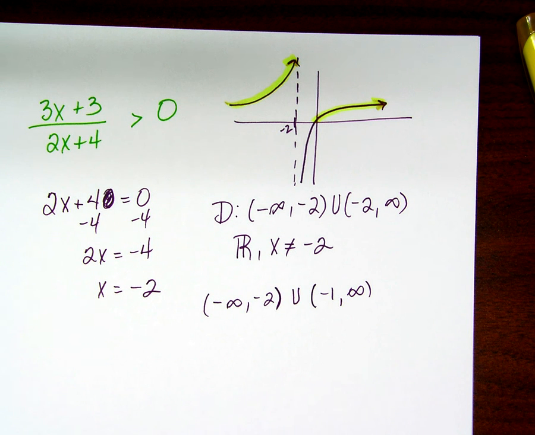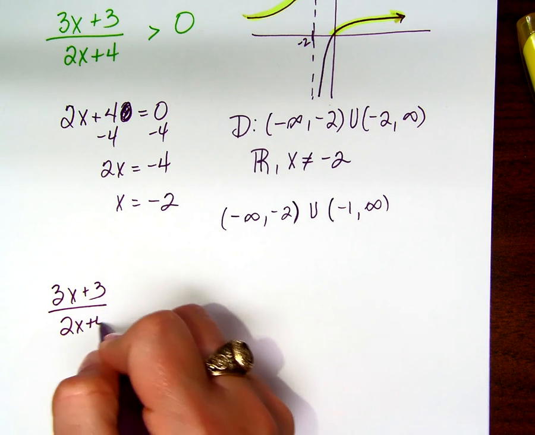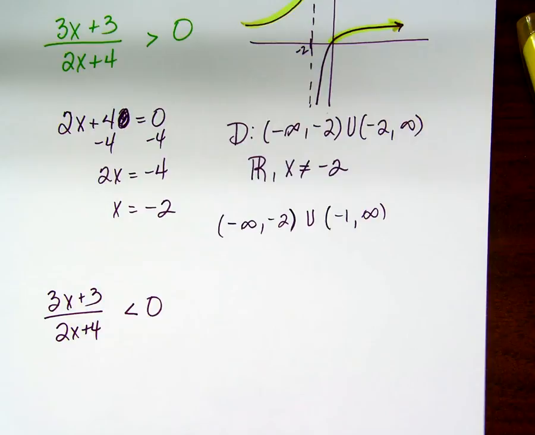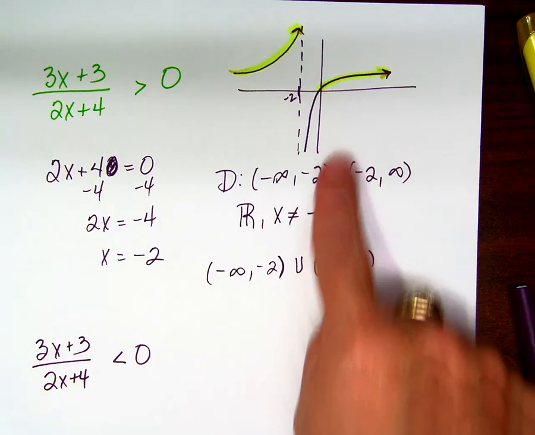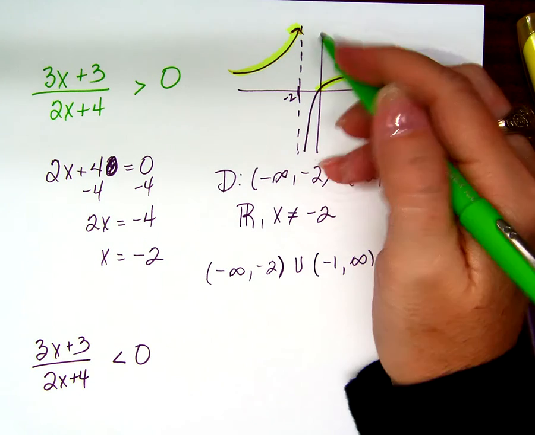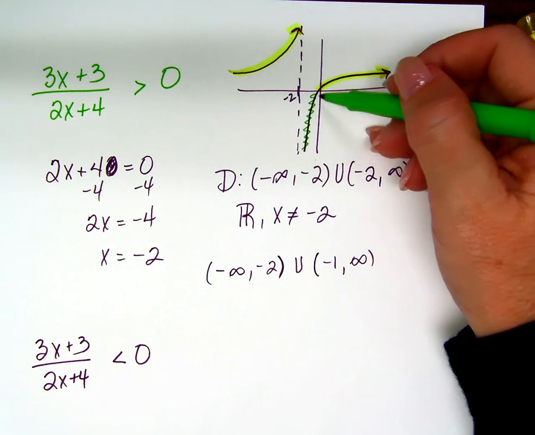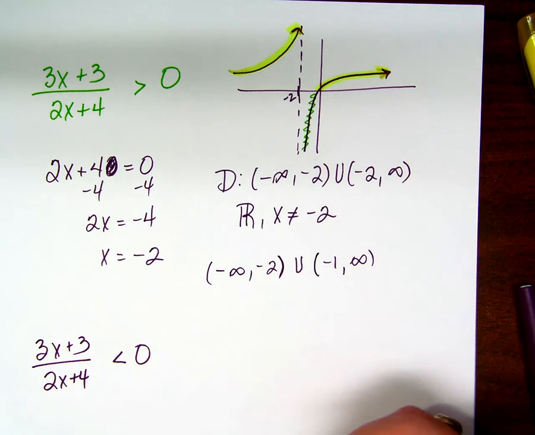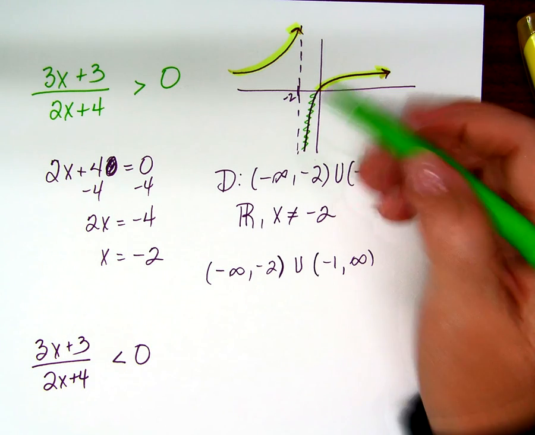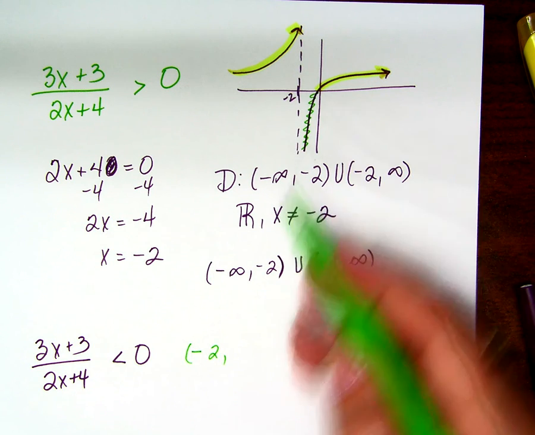What if the problem said (3x + 3) over (2x + 4) is less than 0? Would I have to do any more work? Way less, right? Especially if this work is already here. I know that this is the only part of my solution right here for this particular problem, because it's the only part of the graph that's less than 0. Well, I know it gets all the way to negative 2 but never touches it, so negative 2, and then where does it stop? Right at negative 1.